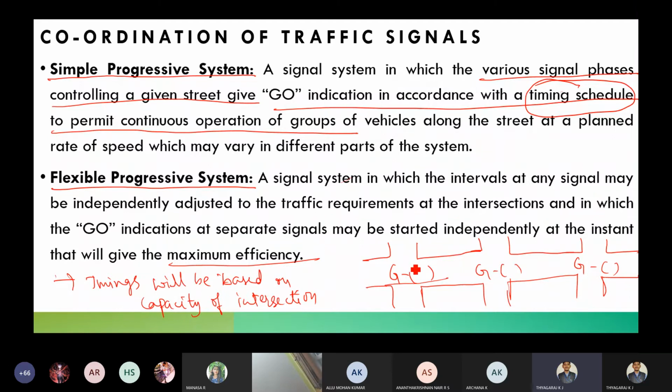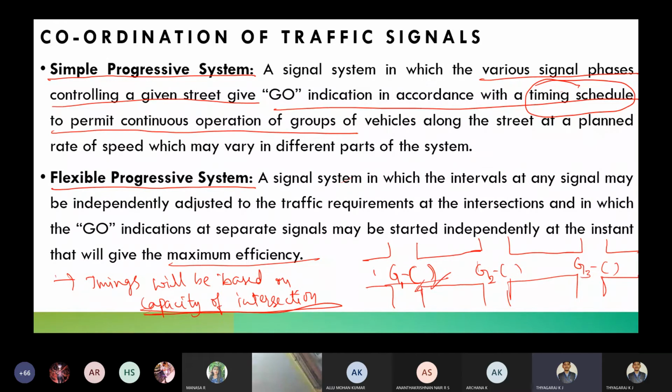That is, if more vehicles are there in road 1, that is in junction 1, you can easily leave the green phase. If fewer vehicles are there, you cannot leave for G2, but you can stop the vehicles here till it reaches the maximum capacity. Then only you are going to leave the green phase. And for G3, when more vehicles are there, you are going to leave as early as possible. So remember, in the flexible progressive system, the timings depend on the capacity of the intersection, that is, how many vehicles are moving in the intersection.